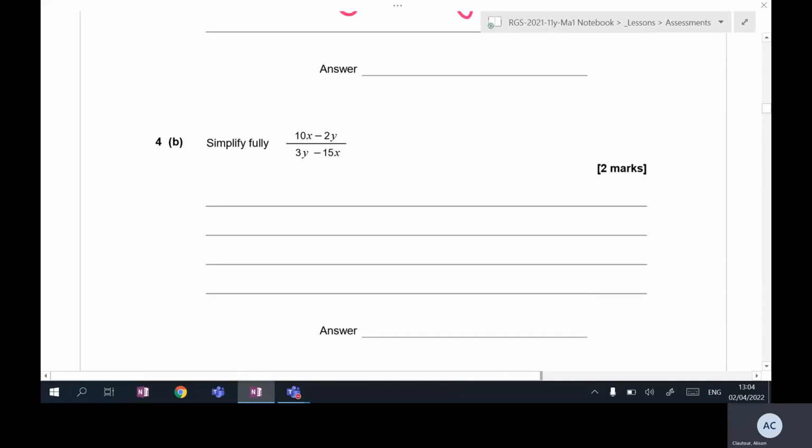For an algebraic fraction, remember you factorise to simplify. So I can take a 2 out on the top. I'm left with 5x minus y. And then on the bottom, I can take out a 3. And I'm left with y minus 5x.